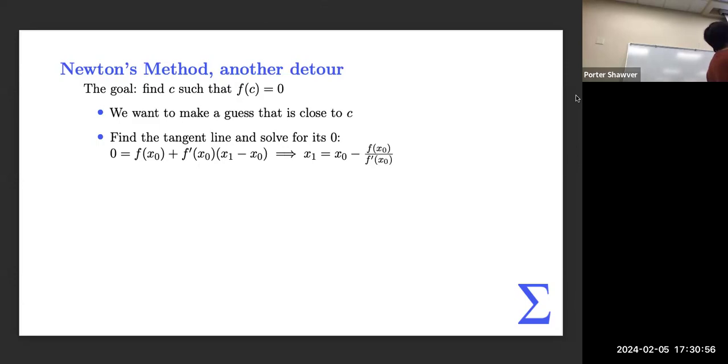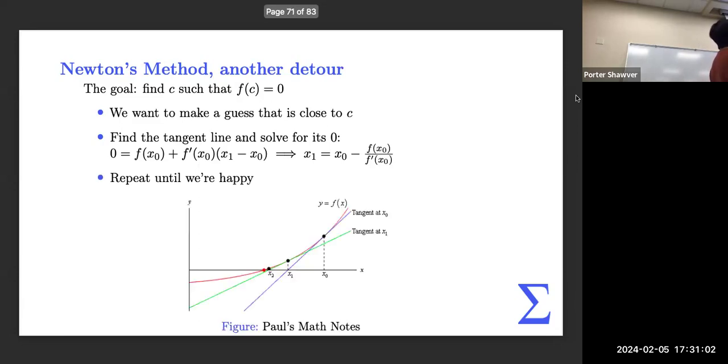And then you try to solve for x1 in this equation. This is the tangent line. Solve for x1, you get this equation. Then you repeat until you're happy. This is what that looks like, right? We make a guess for where the 0 is. We go to the function at that point, go to the tangent line, follow it down, repeat until we're happy.